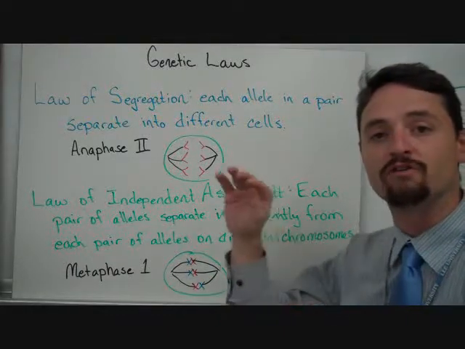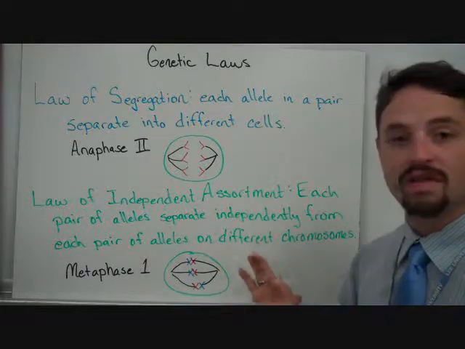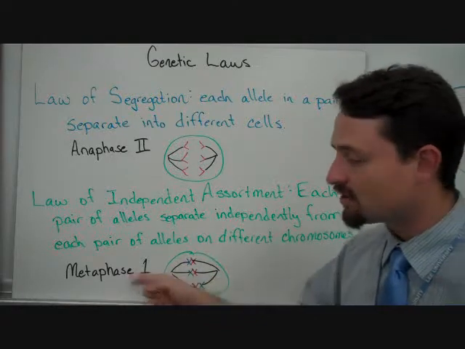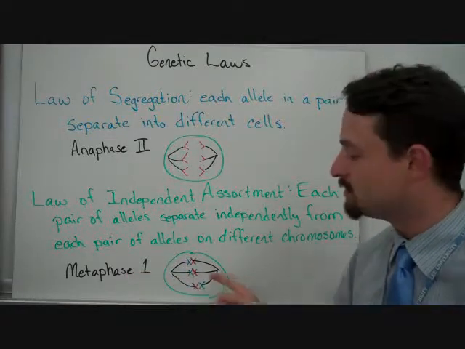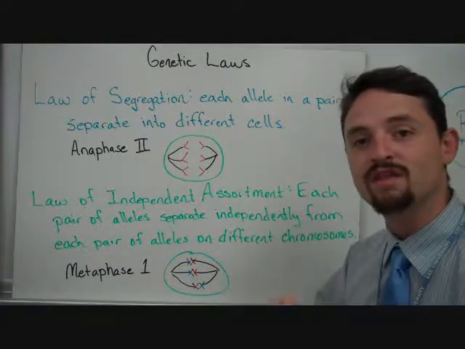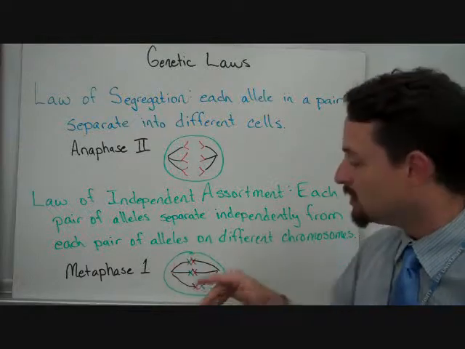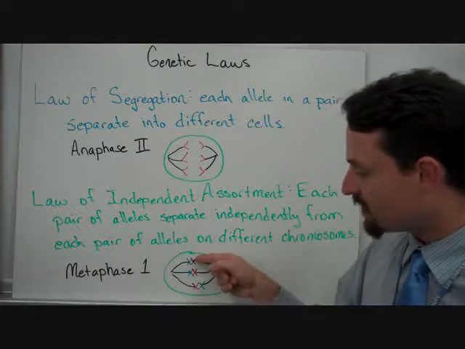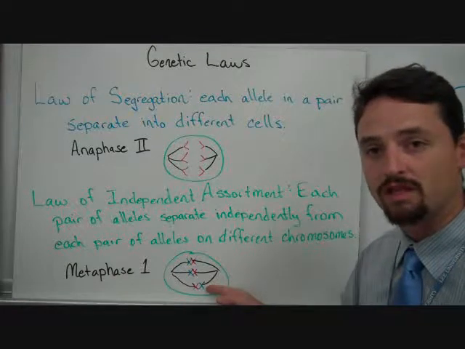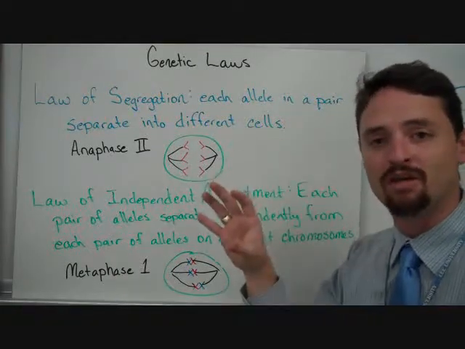Independently from each pair of alleles on the different chromosomes. So if an allele's on a different chromosome, a different set of homologous chromosomes, then we would say they segregate or assort independently of each other. And this we saw in metaphase 1 of meiosis. When these chromosomes line up, they don't have to line up in any particular order. They can line up in whatever order they want. So the genes on this homologous chromosome are not connected to the genes on these homologous chromosomes. And they're going to line up independently of each other.